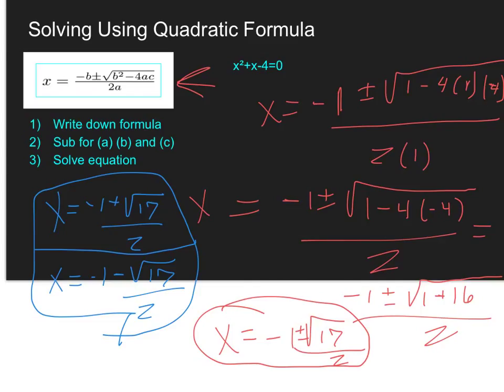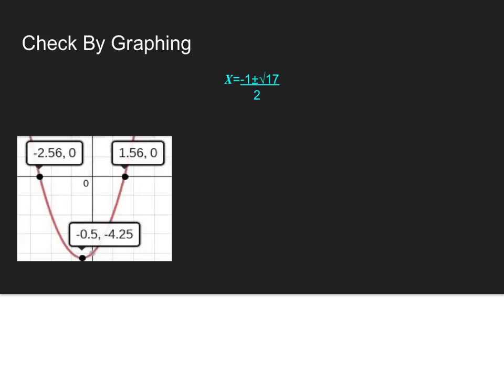And then, okay, so your answer, you get this. And if you solve it out in your calculator, you get -2.56 and 1.56. And that's where you get this here.